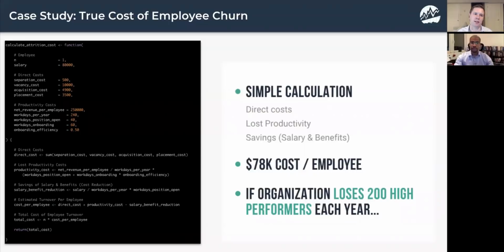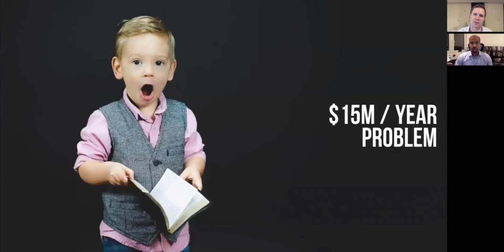Here's just a quick case study. One example, which is what we teach in our course, is employee churn. And it's a simple calculation. It turns out that if a company is losing high performers, it's $78,000 per employee on average. So if an organization loses 200 of those employees, that's very quickly a large problem. It's a $15 million per year problem for that particular organization. So if you can even reduce it a few percentage points, then you're saving your company a lot of money, and that's recurring revenue too. That's revenue that your group has continuously generated for that organization.